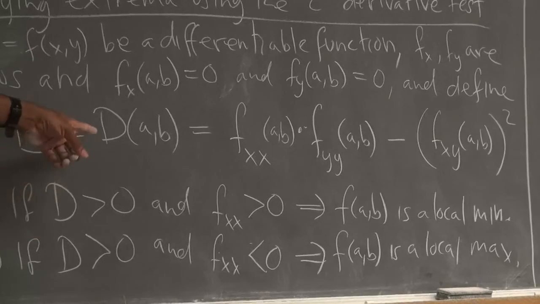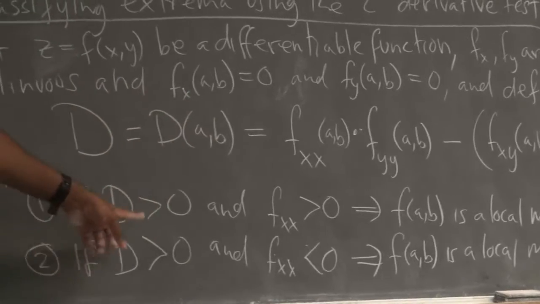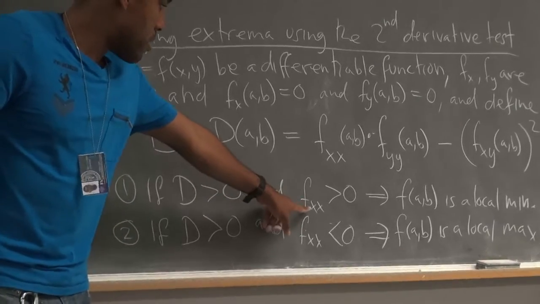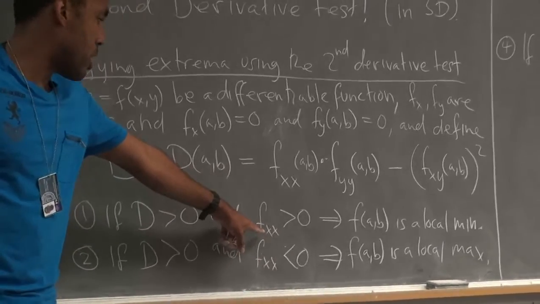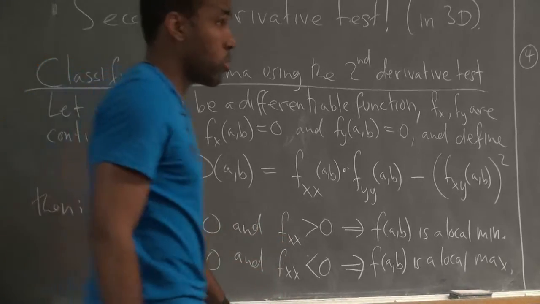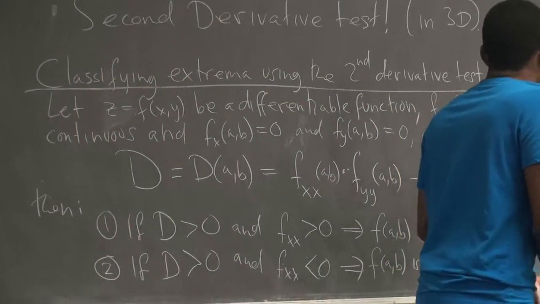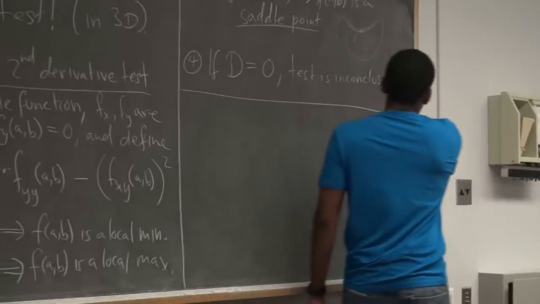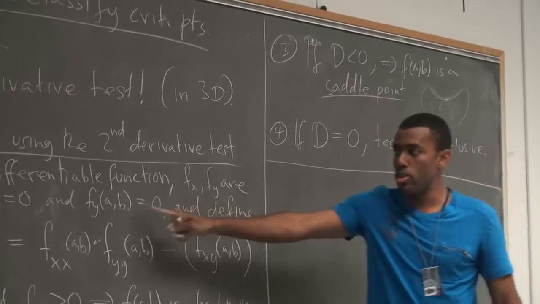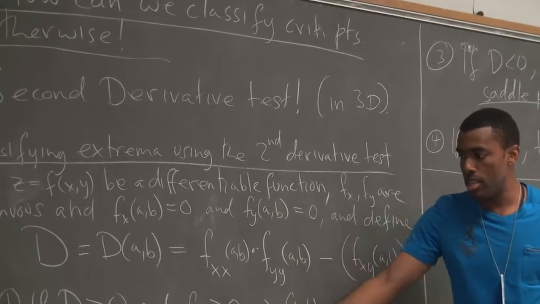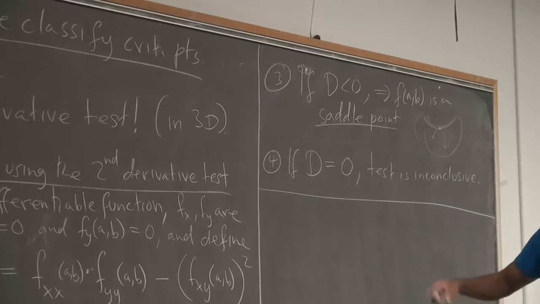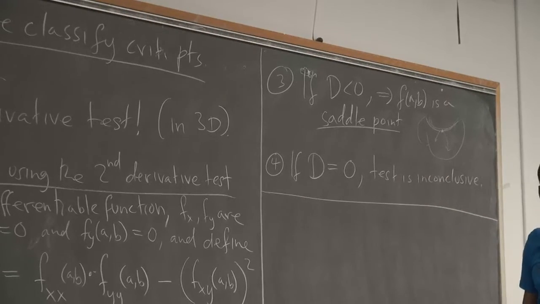But your D, how it's defined, has to be greater than 0. And the book uses fxx, but you can also check fyy. The theorem would actually hold with fyy as well. But that is called the second derivative test. So you compute this function D at some given point that you know is a critical point, and based on the outcome, you can tell is it a max or a min or neither, or I just don't know using this test.